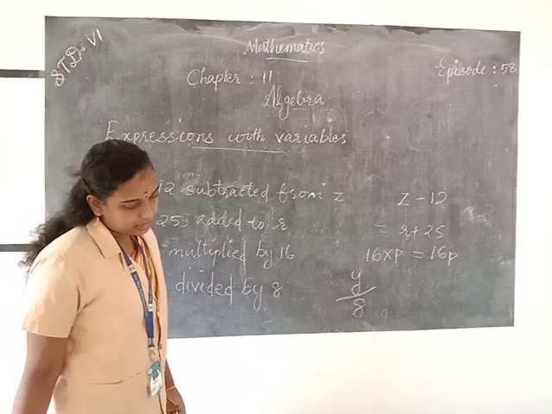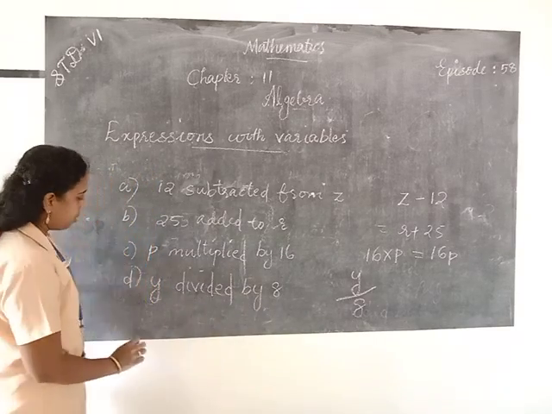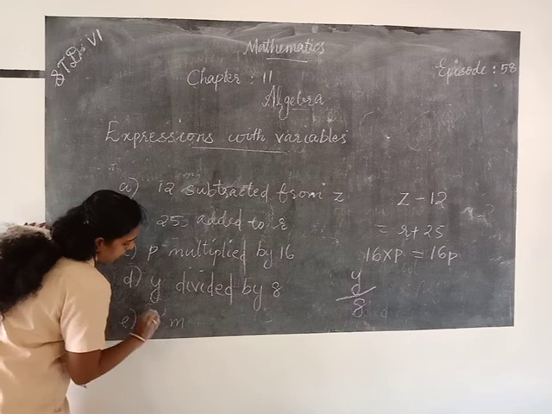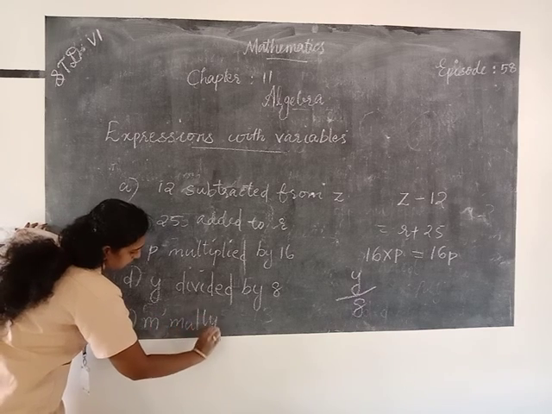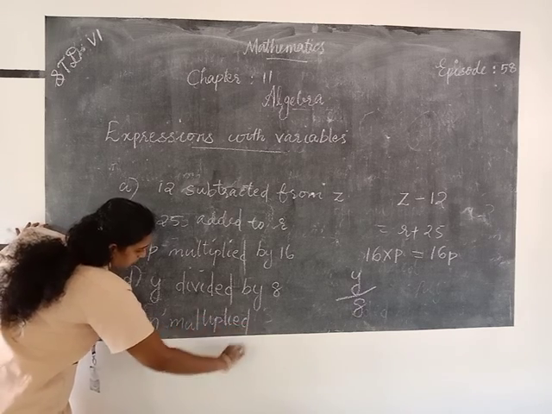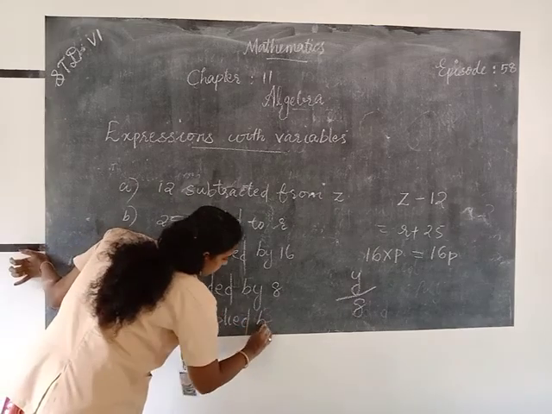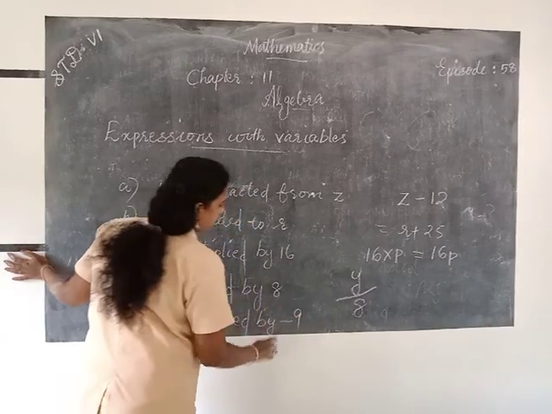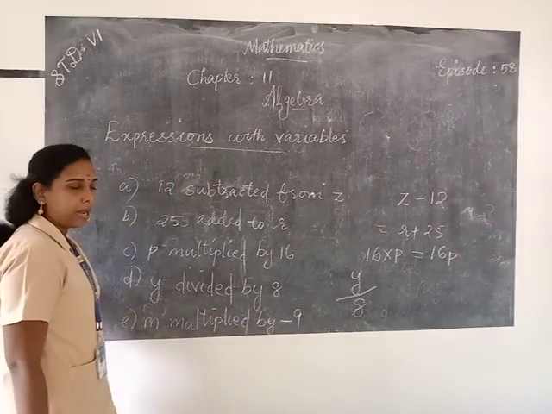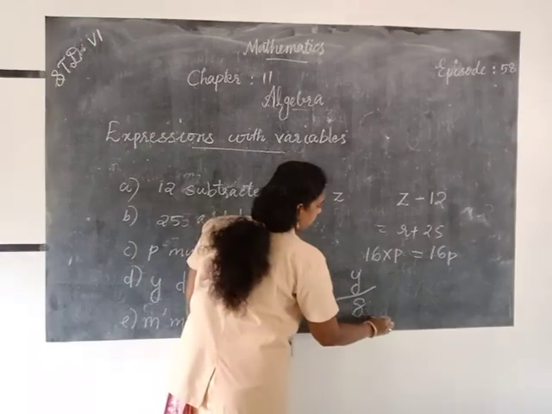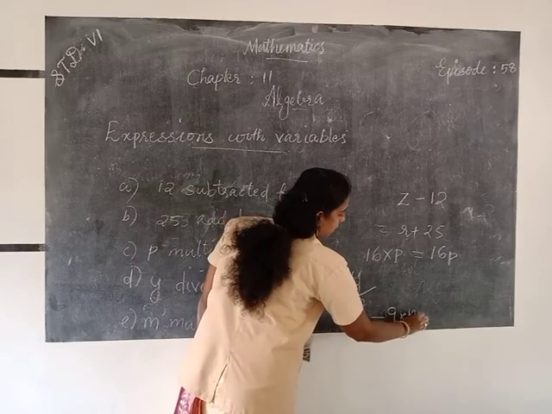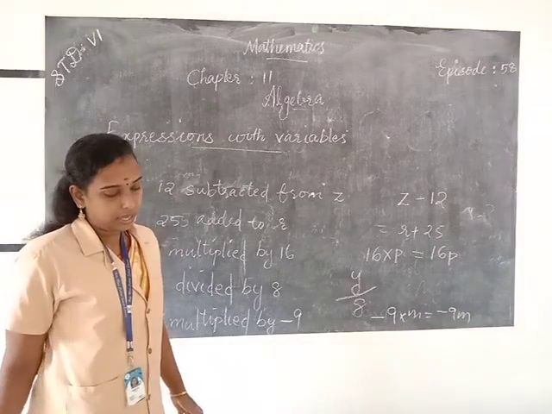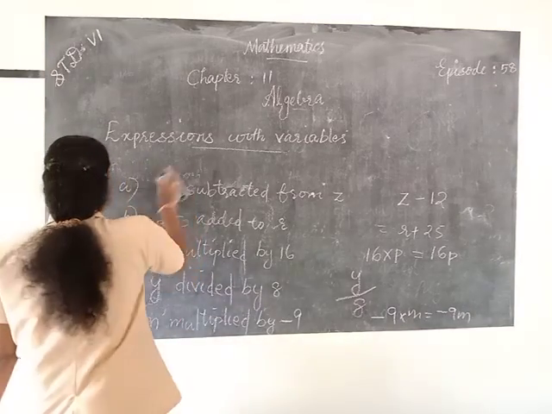Then the next one is M multiplied by minus 9. It is the variable M multiplied by minus 9. This means the variable M is multiplied by the number minus 9. So the expression is minus 9 into M, that is equal to minus 9M. Then the next one.